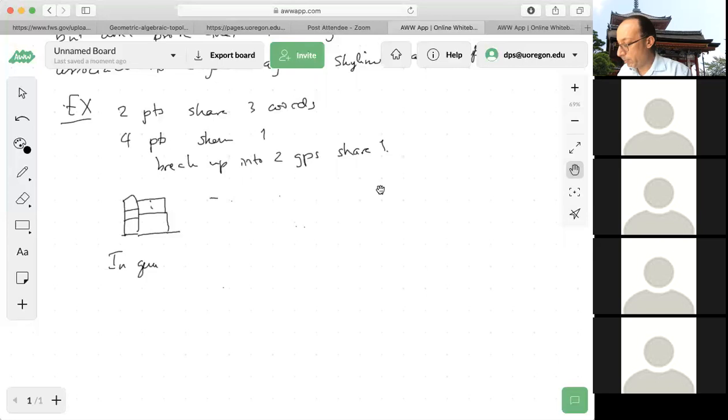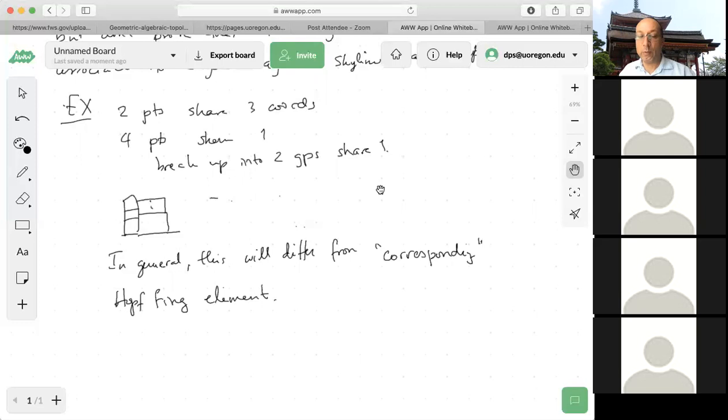will differ from the Hopf ring element, from what you would want to be the corresponding Hopf ring element. In other words, there are two ways that one can produce classes in the cohomology of symmetric groups from a skyline diagram, one using the Hopf ring presentation, another using Fox-Neuwirth geometry. And alas, there's a change of basis. They don't agree.